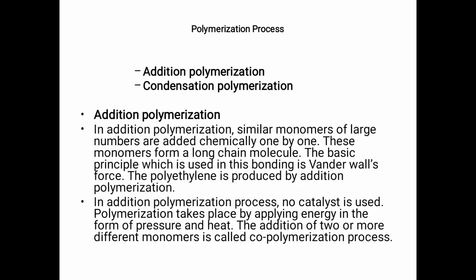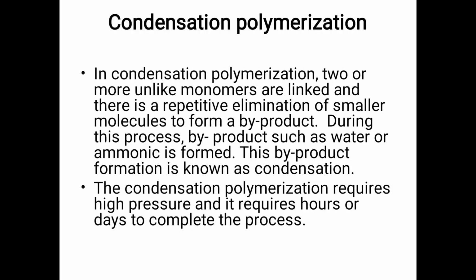The basic principle used in the bonding is van der Waals force. Polyethylene is produced by addition polymerization. In the addition polymerization process, no catalyst is used. Polymerization takes place by adding energy in the form of pressure and heat. The addition of two or more different monomers is called the copolymerization process.